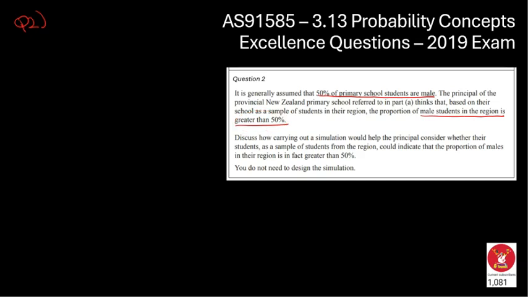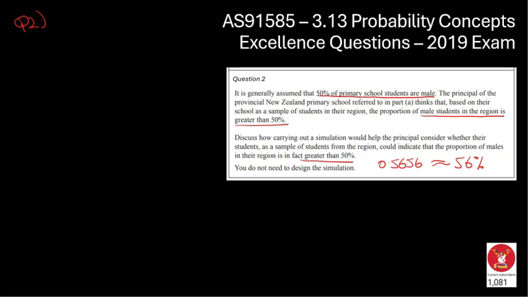And that makes sense because if you remember in the previous video, or the previous question, the proportion of male was 0.5656. That's roughly 56%, 57%, which is quite high. Discuss how carrying out a simulation would help the principal consider whether their students, as a sample from the region, would indicate that the proportion of males is in fact greater than 50%.